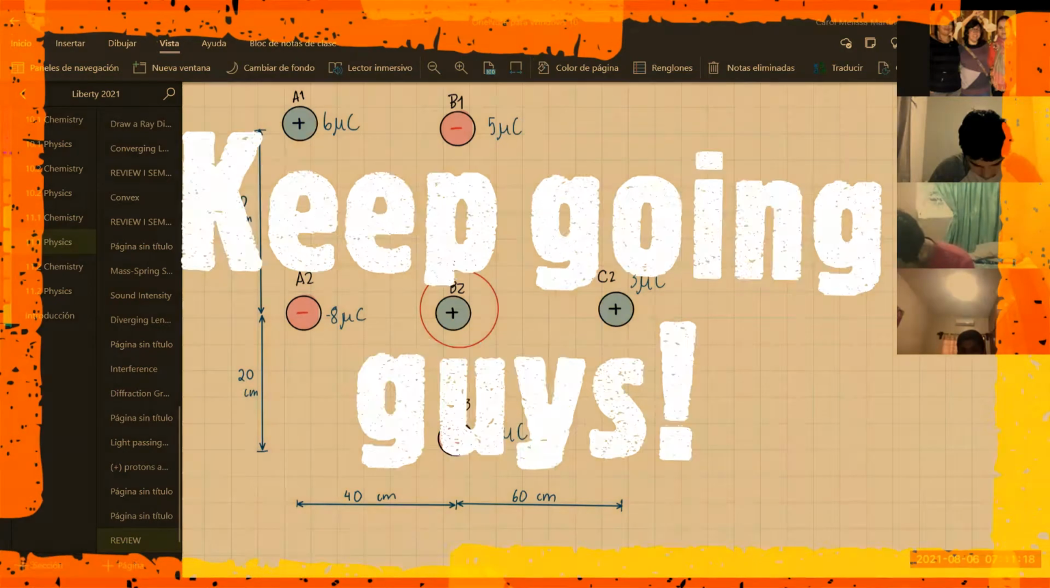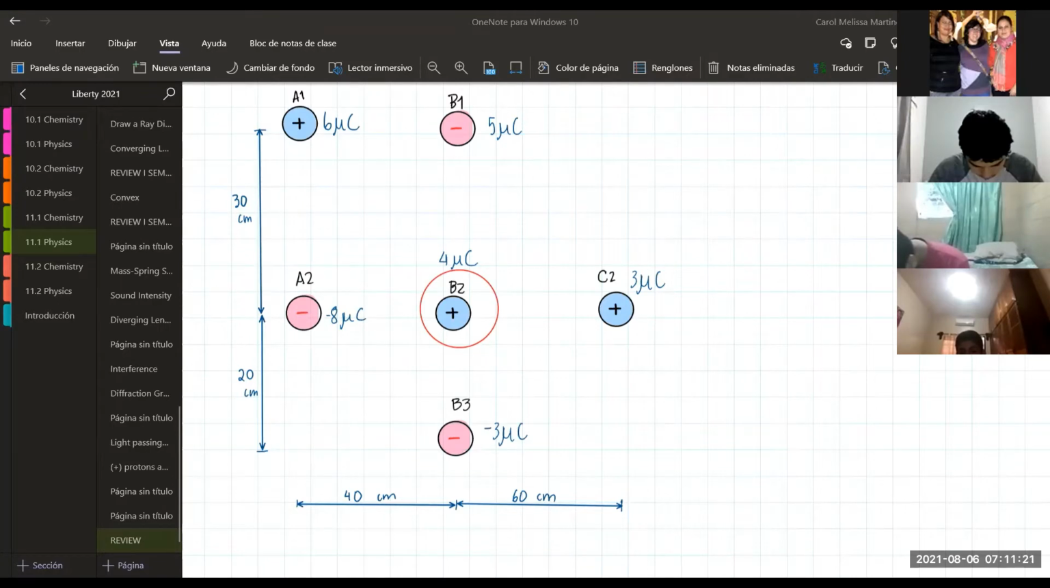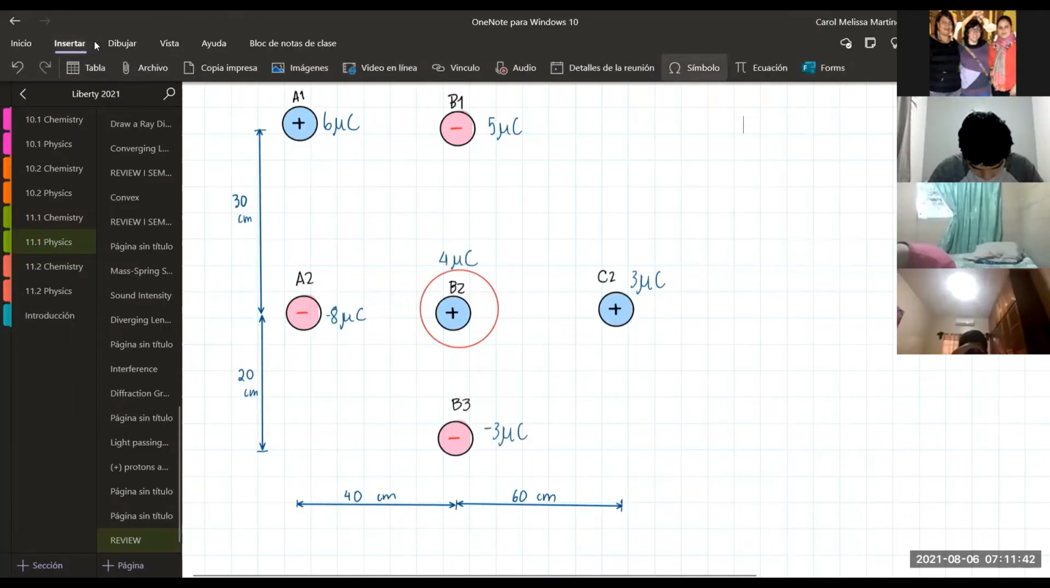The idea is to get a resultant applied on the charge that is on B2. This symbol that you see right here represents the prefix micro, okay? It is the same symbol, just the prefix micro, and the uppercase C that is coulomb. So basically it's microcoulomb, the entire name.